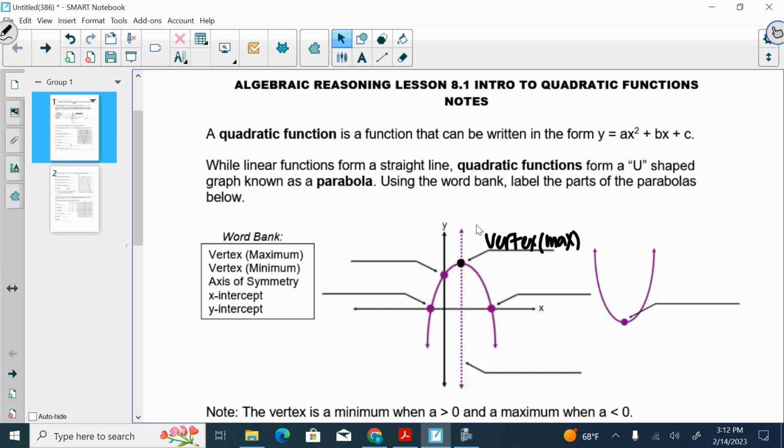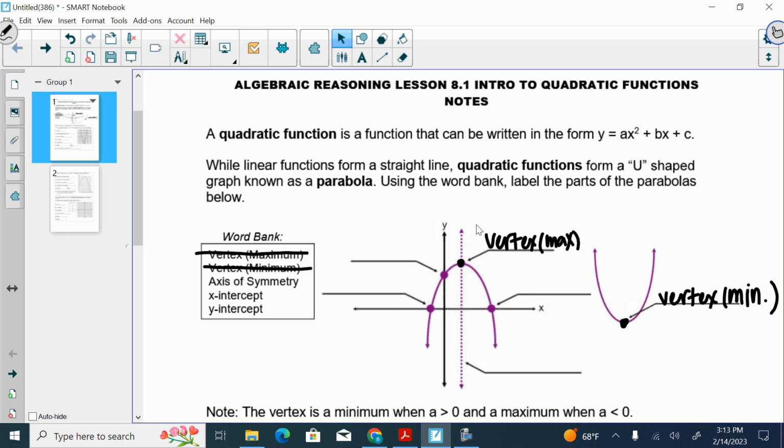But if my U was flipped the other way around, while the arrows show that it would go up forever, this is the lowest point that it would go, right? So if it's flipped the other way around, it's still called a vertex, but instead of being a maximum vertex, it's a minimum vertex. Okay? All right, so we've taken care of those two.